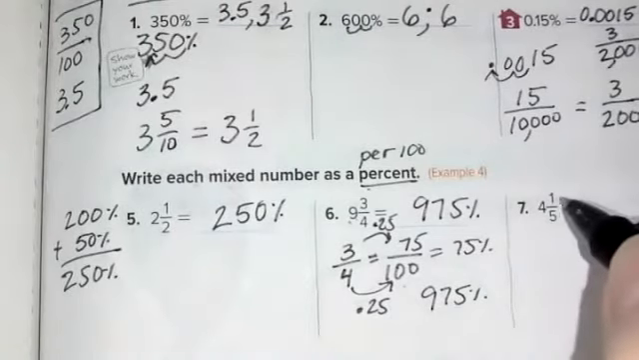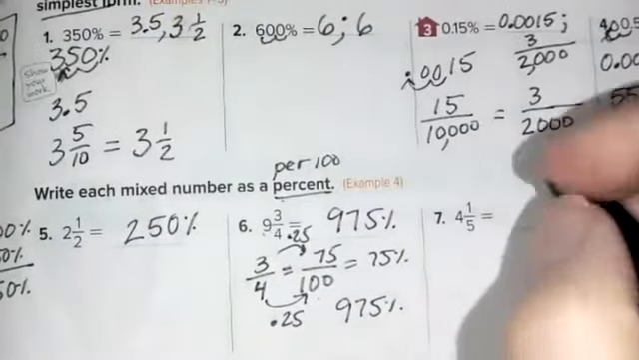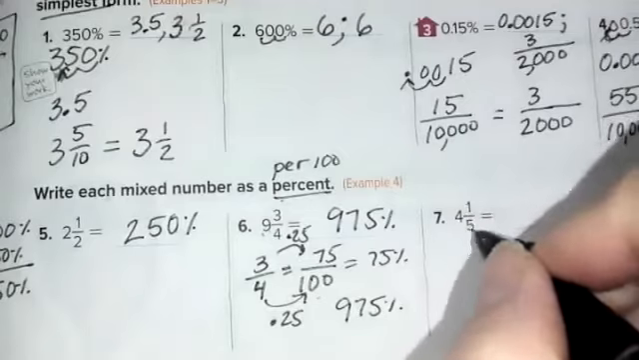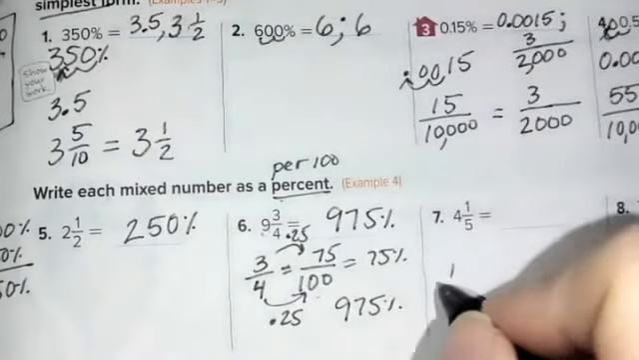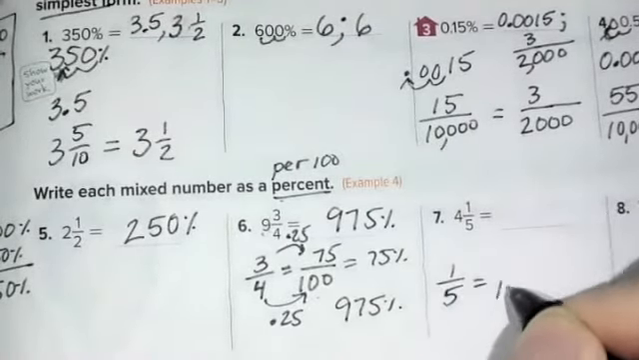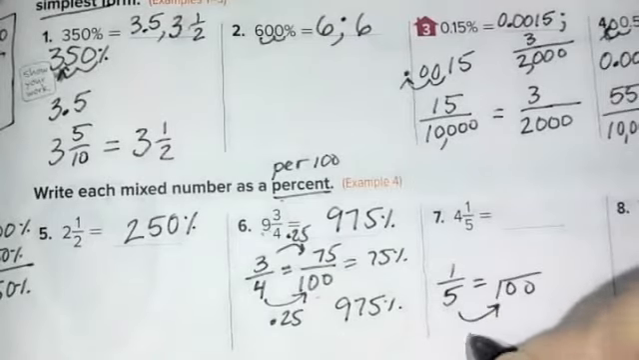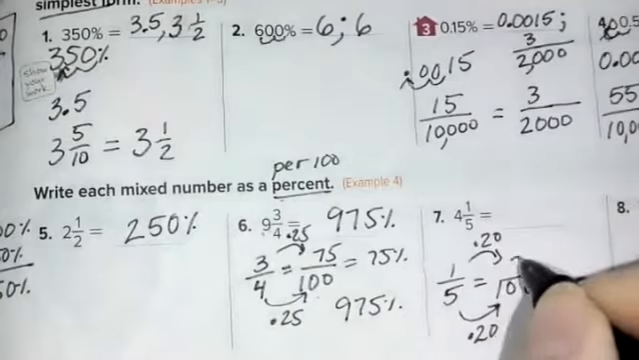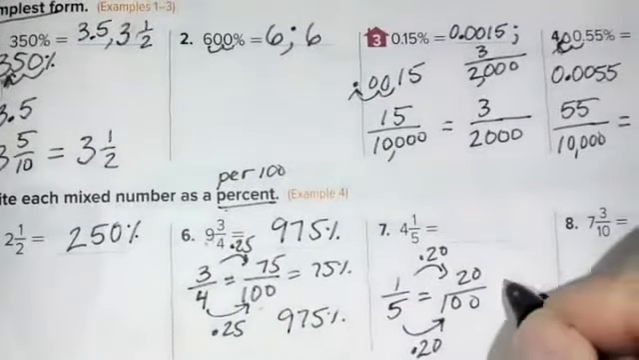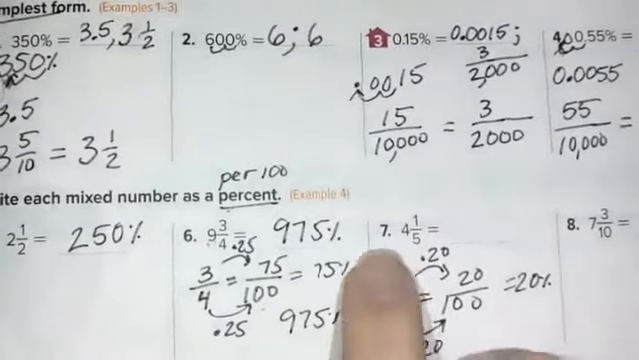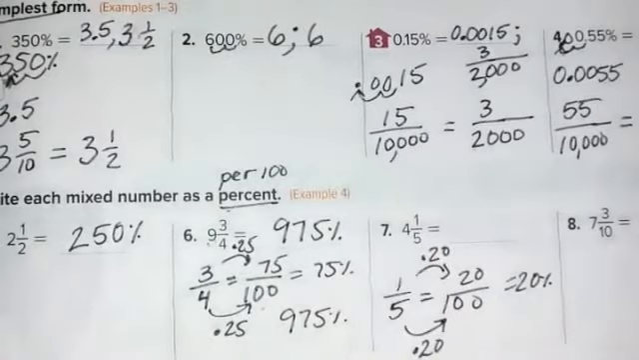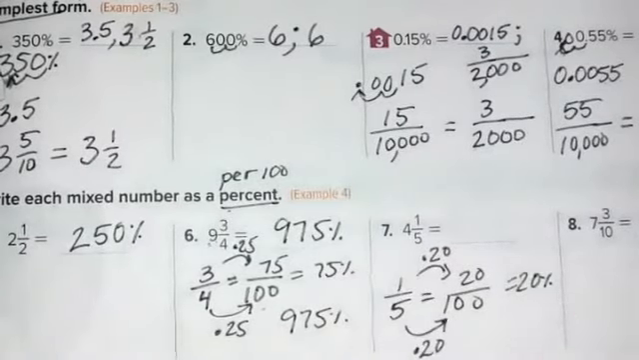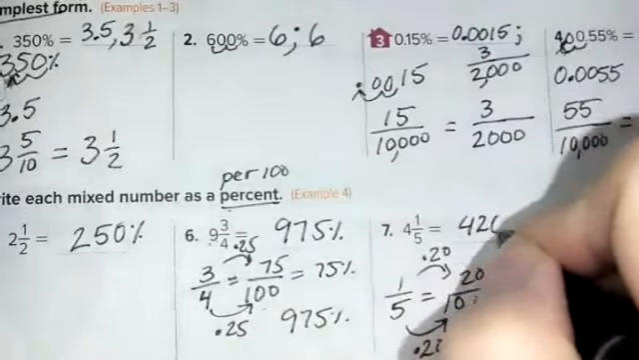Okay, so 4 and 1/5. Okay, if you can do 1/5 and change that to hundredths, we're scaling up times 20. That's 20 per 100 or 20%. We know that 4 wholes is 400%. So 400% plus 20% is 420%.